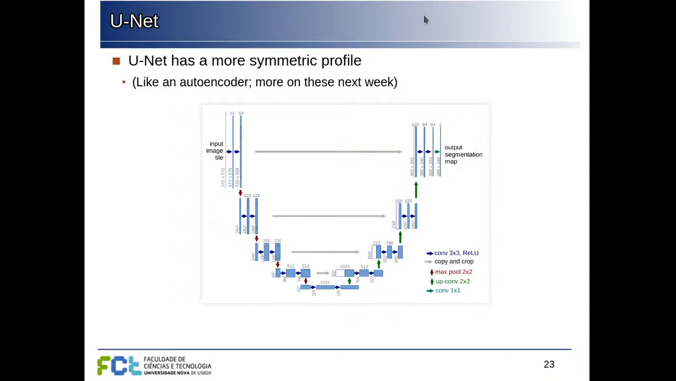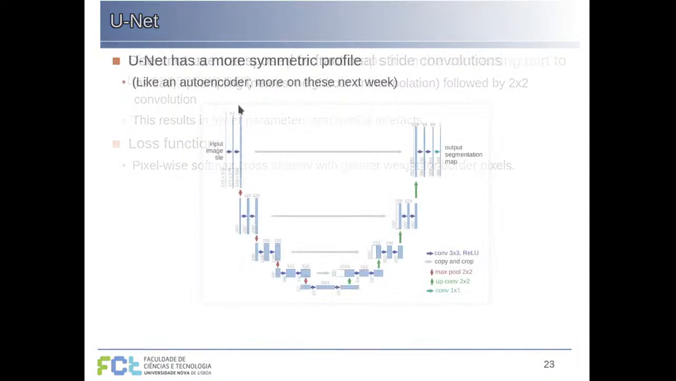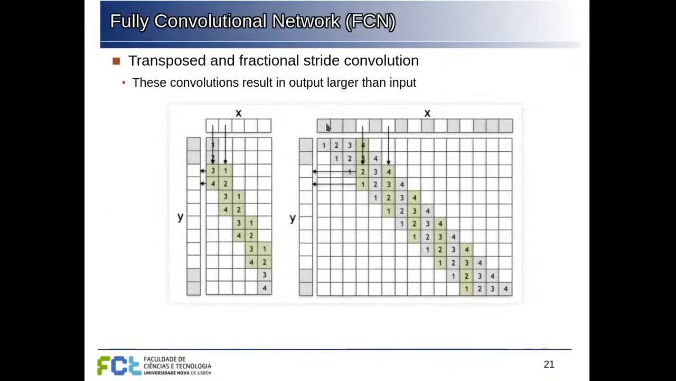Another difference is that the upsampling here is done by nearest neighbor or interpolation, so a first step of simple upsampling, and then using a 2x2 convolution with a stride of 1. So you can imagine, if we go back to this diagram, we start with only 5 values, but then we increase the size of the vector by some sort of interpolation or nearest neighbor copying.